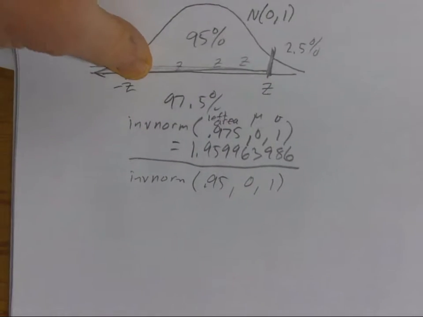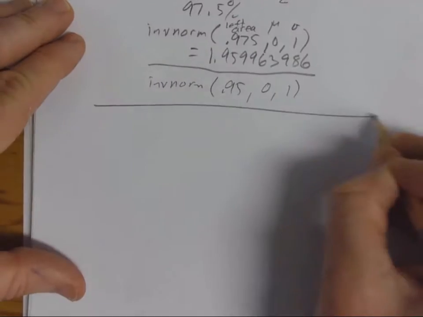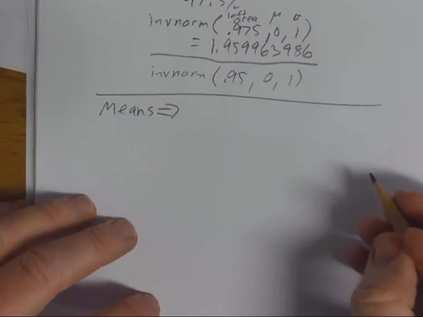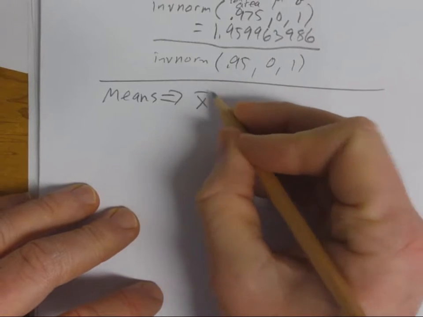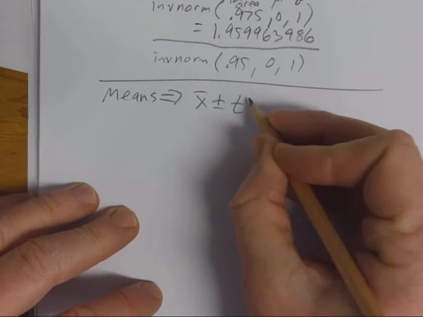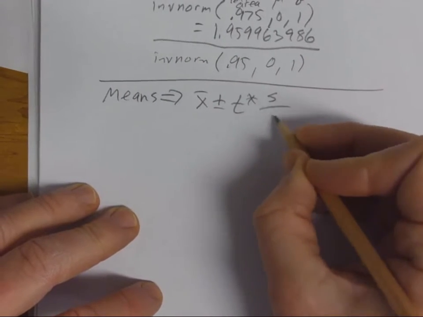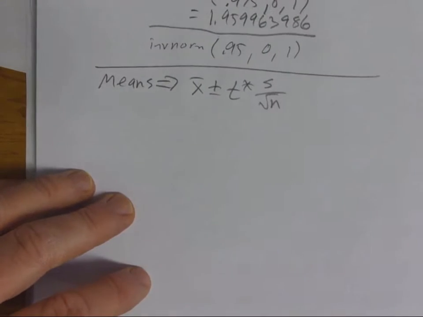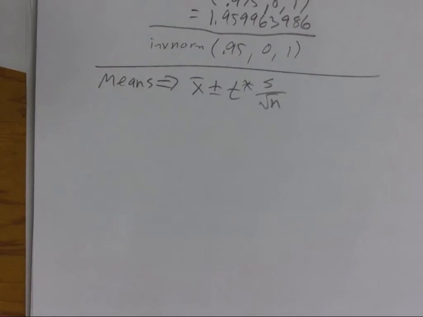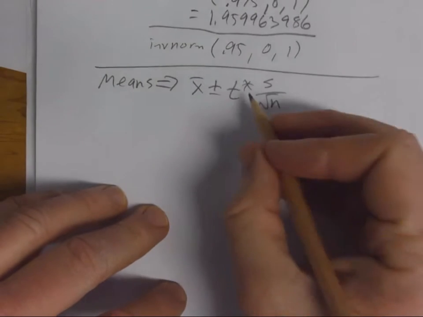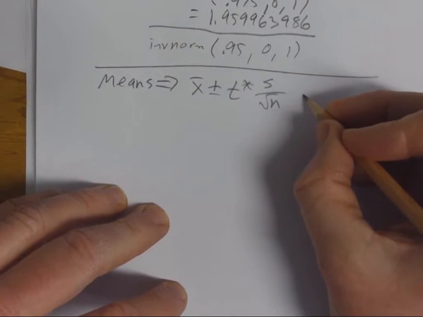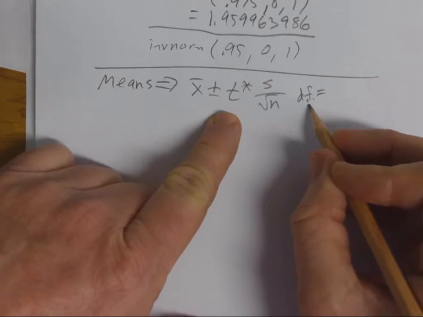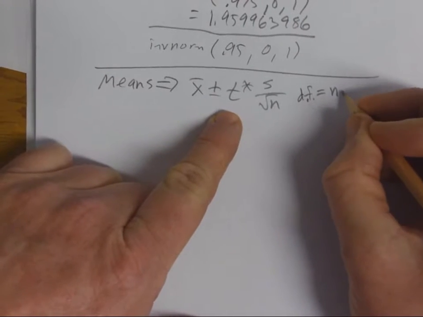Now, in regards to means, you recall, the formula for a confidence interval for means is our estimate x bar plus or minus our critical value of t star and then s over the square root of n. Now we're working with a t distribution, not a normal distribution. It's sort of normal-ish. And whenever you work with a t distribution, we have to state the degrees of freedom because it tells us which t distribution we're working with. It's always the sample size minus 1.